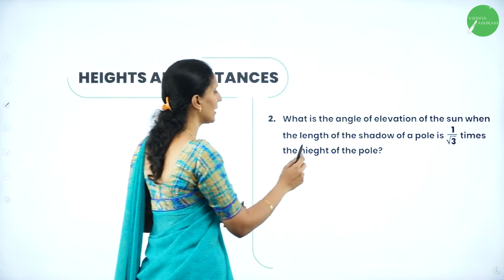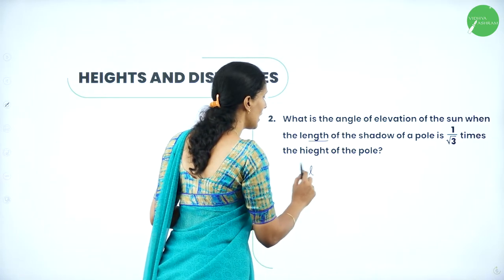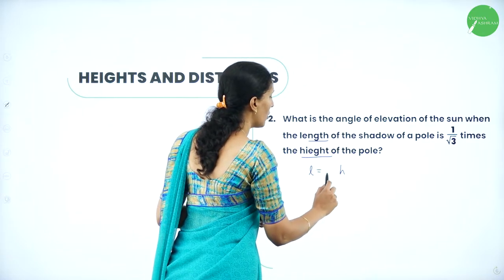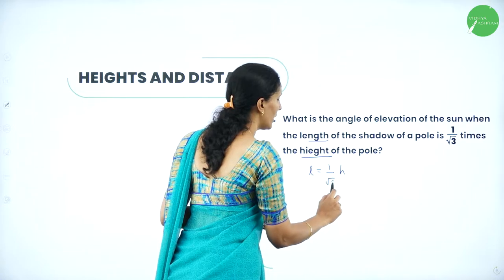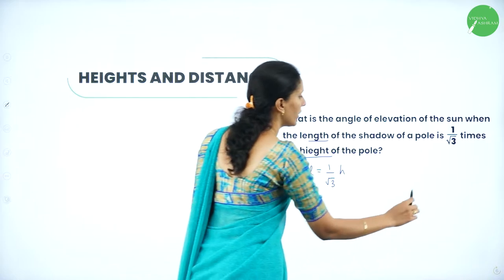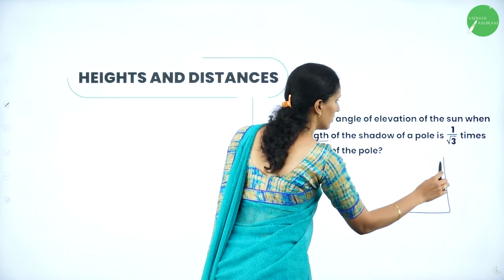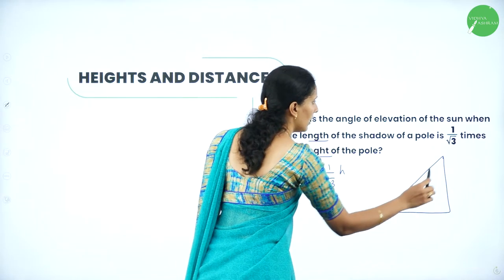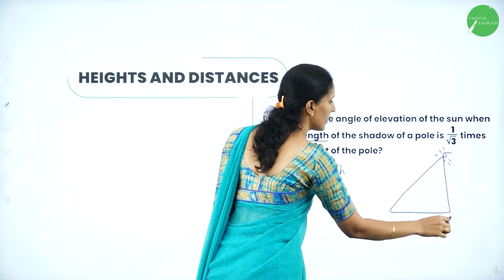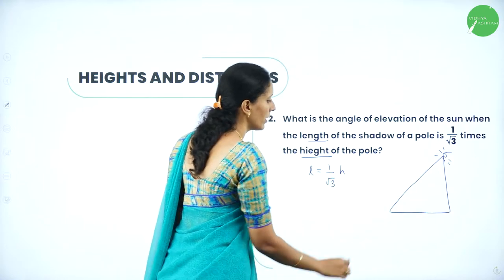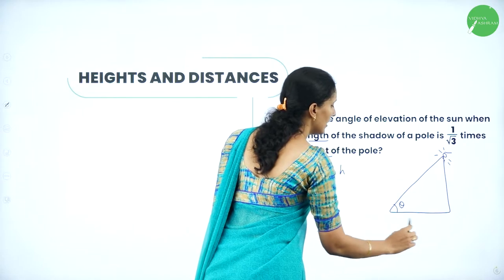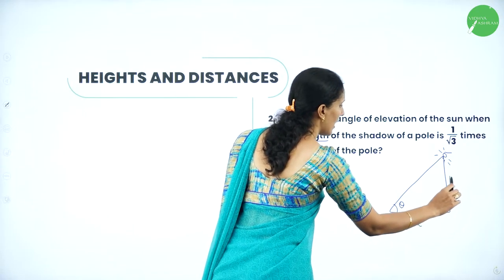So let me take the length of the pole as L and height of the pole as H. Given the length of the shadow is 1 by root 3 times the height of the shadow. Now suppose we take any, let me call, we have a sun here. So this is the height of the sun from the ground and this is the angle of elevation. Let me call this as theta, and this is the length and this is the height.